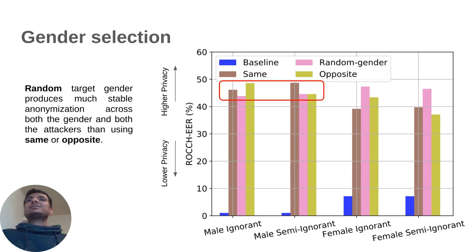And this phenomenon is also seen in the female case. Hence, we may infer that random gender selection is much more stable than same or opposite.